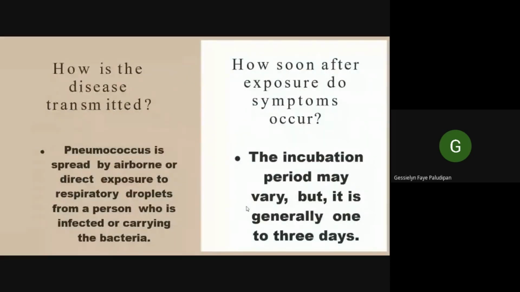Next po is, how is the disease transmitted? Pneumococcus is spread by airborne or direct exposure to respiratory droplets from a person who is infected or carrying the bacteria. So a person can be infected when an infected individual coughs, sneezes, or kisses an uninfected person.